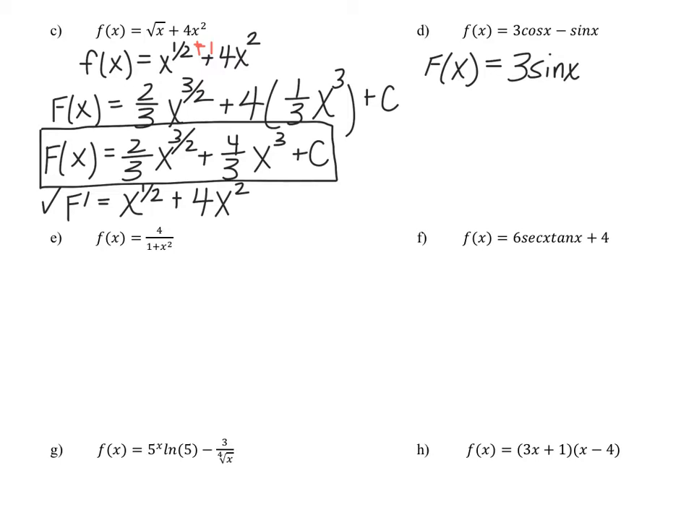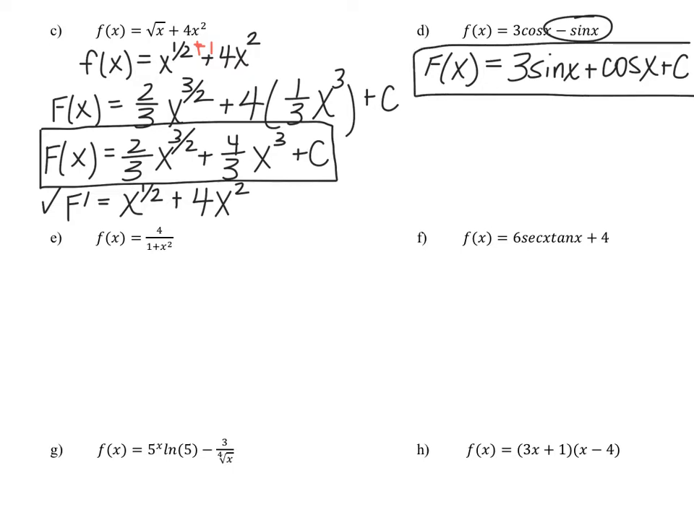Okay, our next term is a minus sine of x, or you think of it as a negative sine of x. So what function had a derivative of negative sine x? And that was positive cosine of x. The derivative of cosine of x was negative sine of x. And then we need our plus c because we're looking for the general antiderivative.